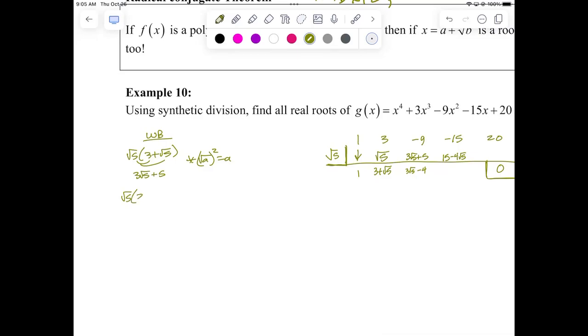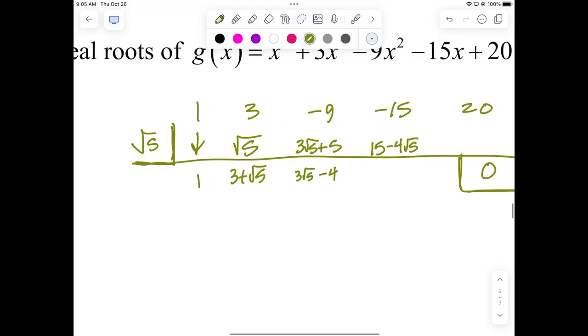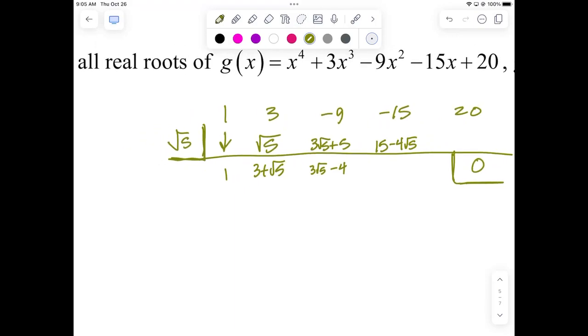The square root of 5 times the square root of 5 is minus 4. If I multiply here, I get 3 times 5 minus 4 square root of 5. And of course, what's 3 times 5? 15. So you should be able to do that in your head. And now I add vertically, and what happens to my 15s? They subtract out, they cancel, and I'm just left with negative 4 square root of 5. Now, what's the square root of 5 times square root of 5? 5. And what's 5 times the negative 4?